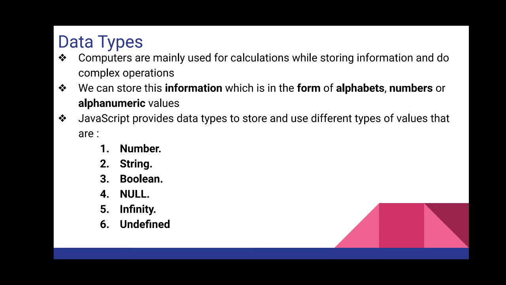JavaScript provides data types to store and use different types of values. First, a number. If I say var A equal to 100, my data is 100. This data 100 is of number type. Agree? That is why 100 is treated as a number. Second is a string. Suppose I say var A equal to "hello", in double quotes, because when mentioning a string, a series of alphabets, you have to enclose it in either single quotes or double inverted commas. So that is a string.